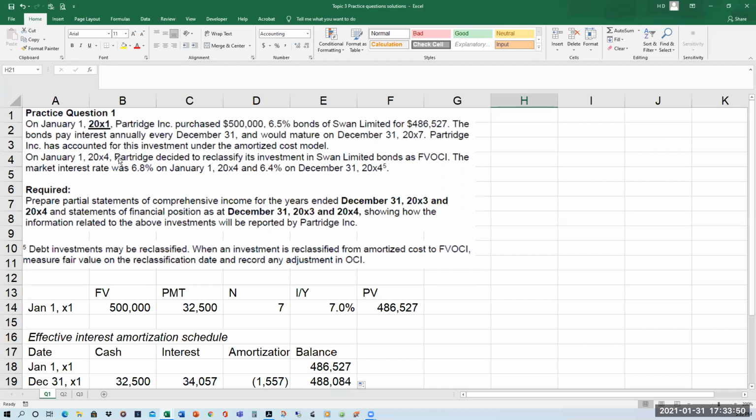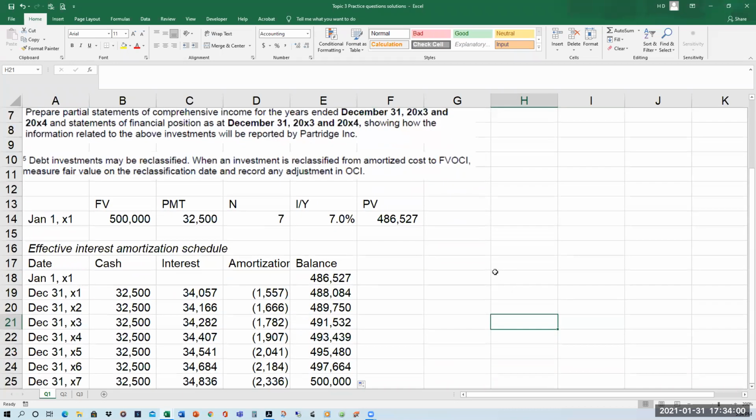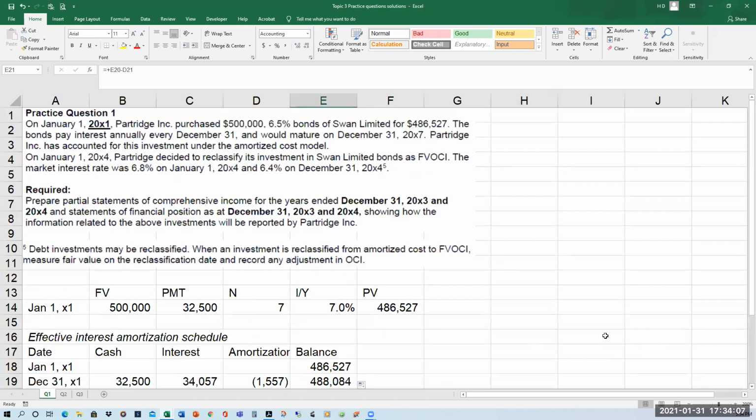On Jan 1st, 2004, Partridge decided to reclassify its investment in Swan as FVOCI. So Jan 1st, 2004 basically coincides with December 31st, year three. At that date, the company decided to reclassify its investment as FVOCI, fair value other comprehensive income.